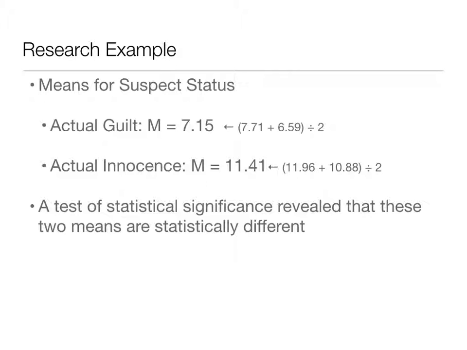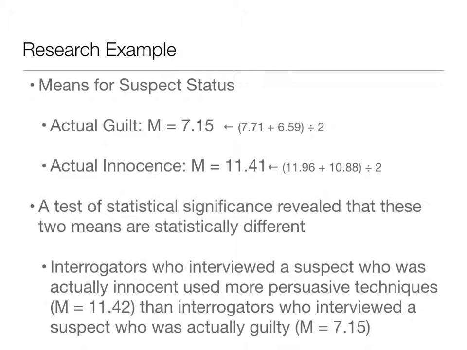Again, the researchers found that these were statistically significant. Interrogators who interviewed a suspect who was actually innocent, so we're talking about one level of suspect status, used more persuasive techniques, that's the dependent variable, and then it gives us the mean, than interrogators who interviewed a suspect who was actually guilty, the second level of the independent variable. Again, both levels of the independent variable are discussed in terms of the dependent variable. So we've described that effect.